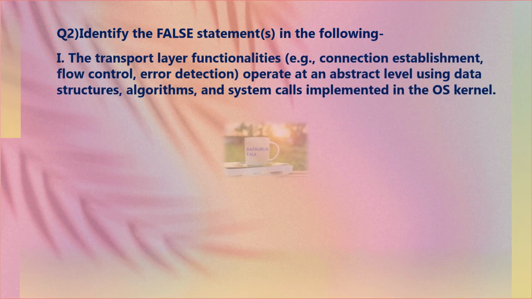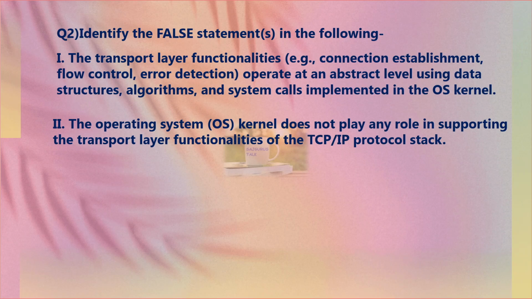Second one, identify the false statement in the following. So we need to identify the false one. The first statement: the transport layer functionalities operate at an abstract level using data structures, algorithms, and system calls implemented in the OS kernel. The second one: the operating system kernel does not play any role in supporting the transport layer functionalities of the TCP/IP protocol stack. So options are given.